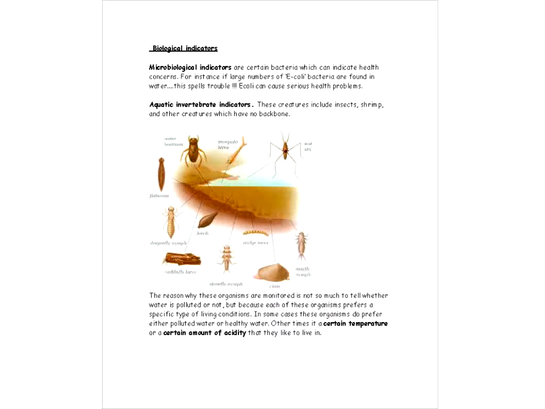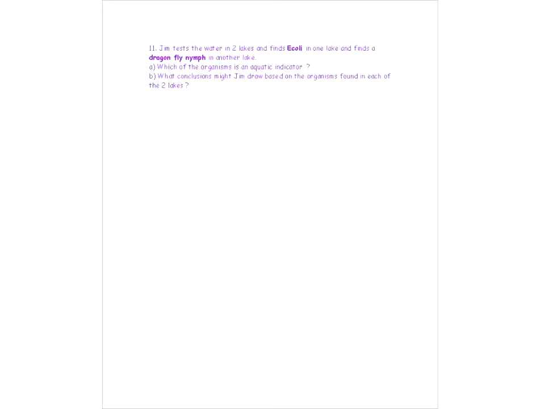So for instance, one of these guys might indicate that the water has a certain amount of warmth because those guys only grow when it's a certain temperature. Some of these other guys might only grow when the pH is a certain pH. So these involve things like insects, shrimp, and other creatures that have no backbone. That's why they're called invertebrate indicators. Okay, so again, those guys grow when there's a certain temperature or a certain amount of acidity, and they don't represent pollution, whereas the bacteria does.